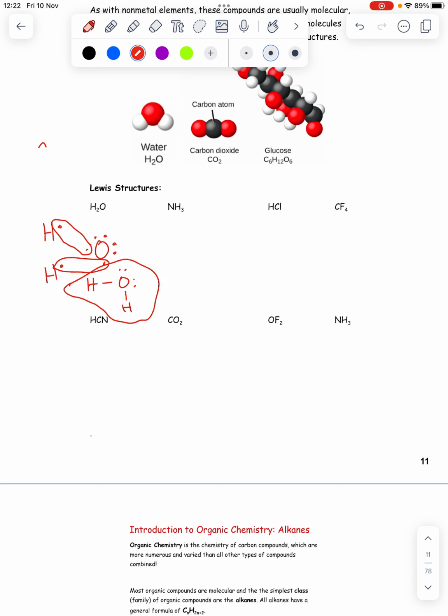It doesn't matter if you draw it like that, straight, or bent like I did. They're both accepted in terms of Lewis structures.